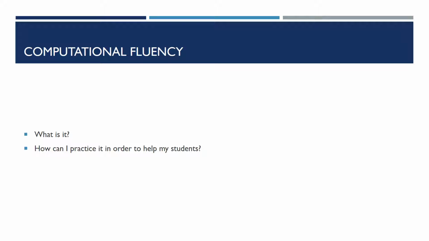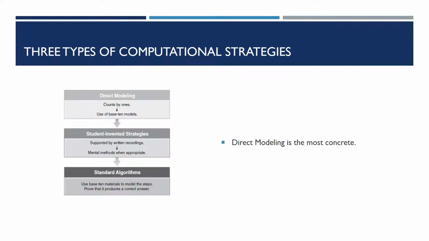Well, you have to know that there are different types of computational strategies. The book actually highlighted 3 of them. The first one being direct modeling, and that's definitely the most concrete. It's when the teacher stands up, models, and then the student actually solves problems by using models. So they'll count things or they'll use their base 10 models to solve problems. Now eventually the student will leave that, but direct modeling is what they use to start to understand math.